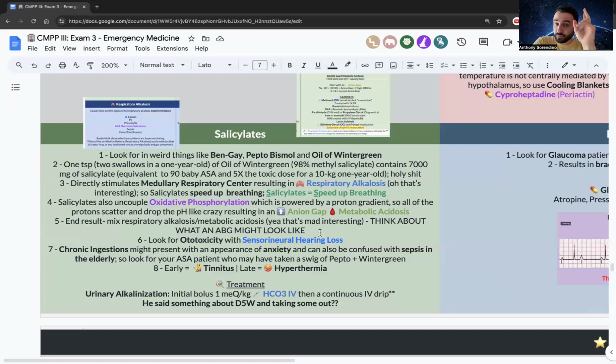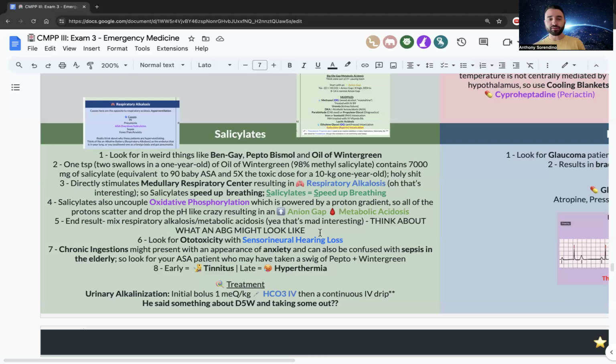So you get the mix. You get the respiratory alkalosis because you're breathing quickly, but then you also get the metabolic acidosis because of all the protons, okay? One of the other early signs of salicylate toxicity is going to be sensorineural hearing loss. And then a late sign is going to be hyperthermia.